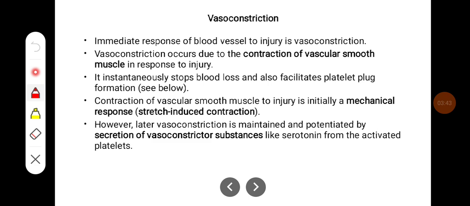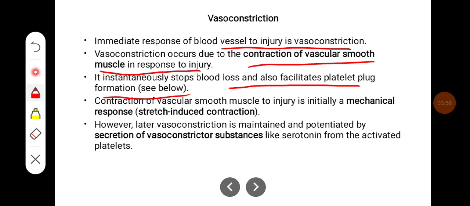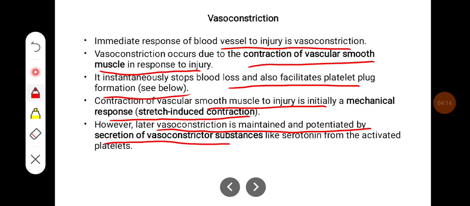Vasoconstriction is the immediate response of blood vessels to injury. Vasoconstriction occurs due to the contraction of the vascular smooth muscle in response to injury. It instantaneously stops the blood loss and also facilitates the platelet plug formation. Contraction of vascular smooth muscle to injury is initially a mechanical response, that is stretch induced muscular contraction. However, later vasoconstriction is maintained and potentiated by the secretion of vasoconstrictor substances like serotonin from the activated platelets.